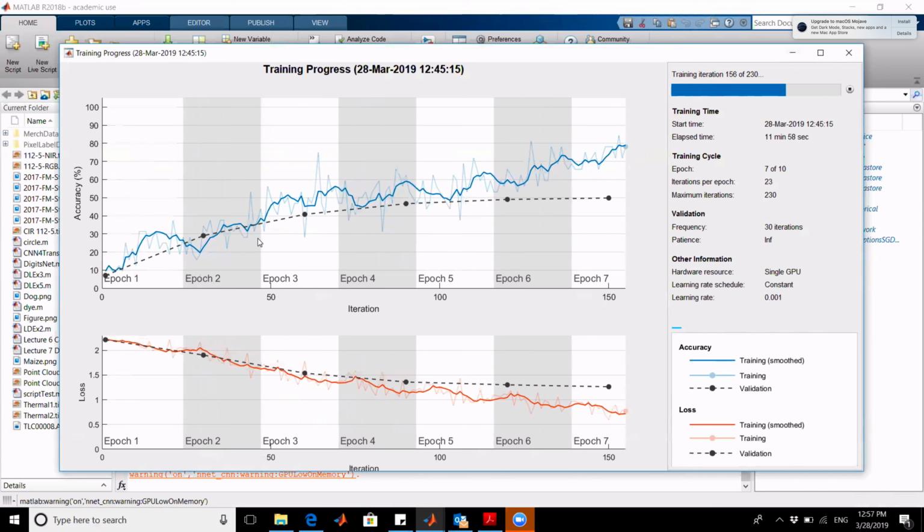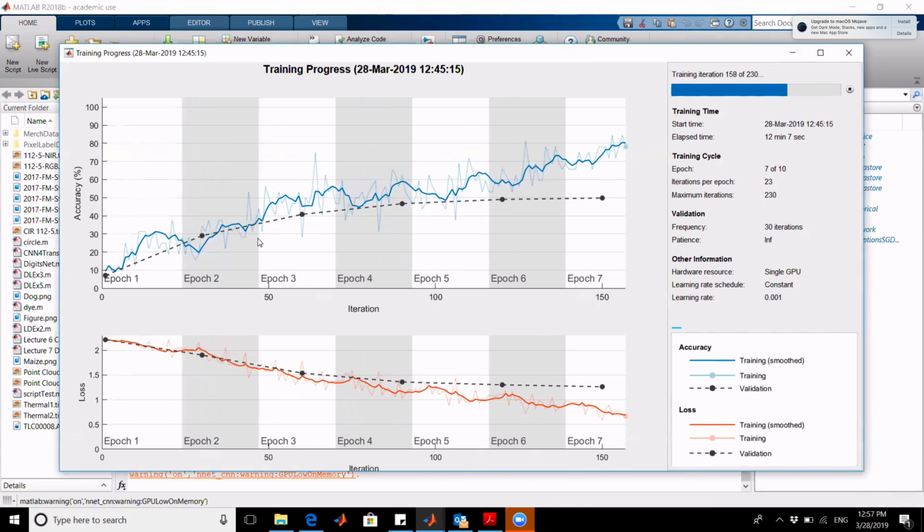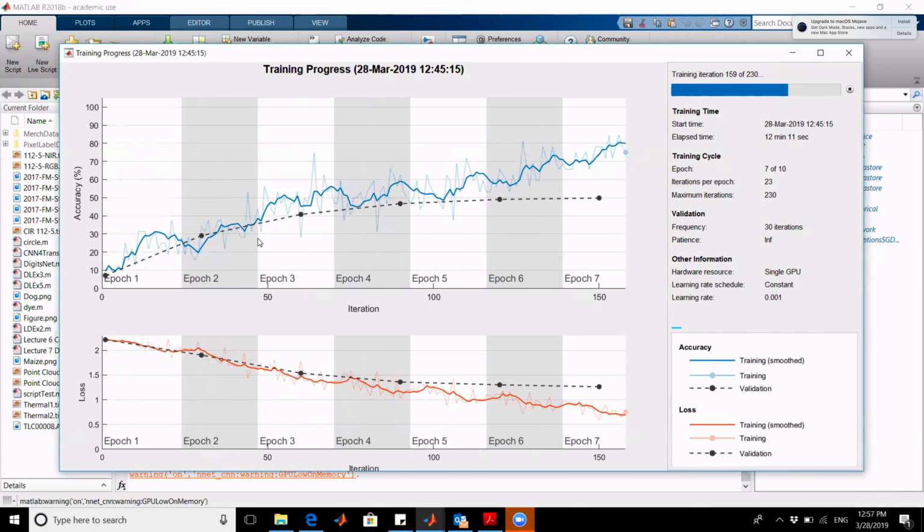Your random guess, flip a coin, is 11% because you've got nine classes. Which is why we started with that. Correct. That's the random weights.